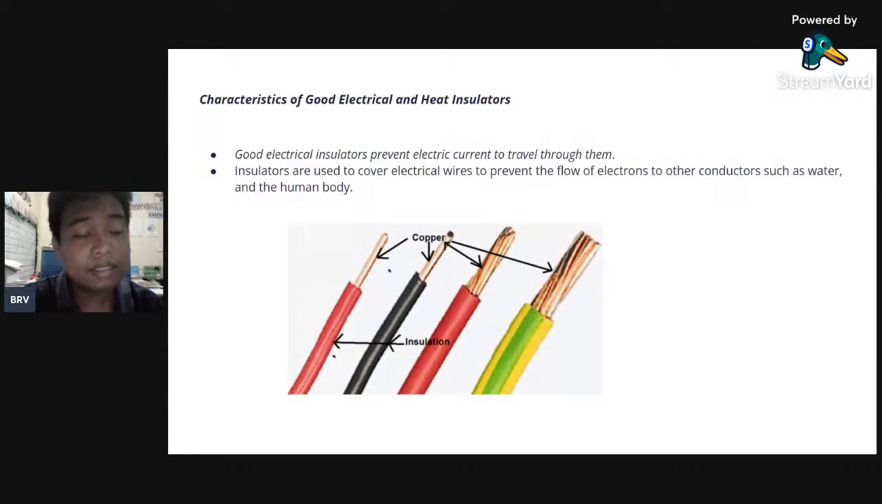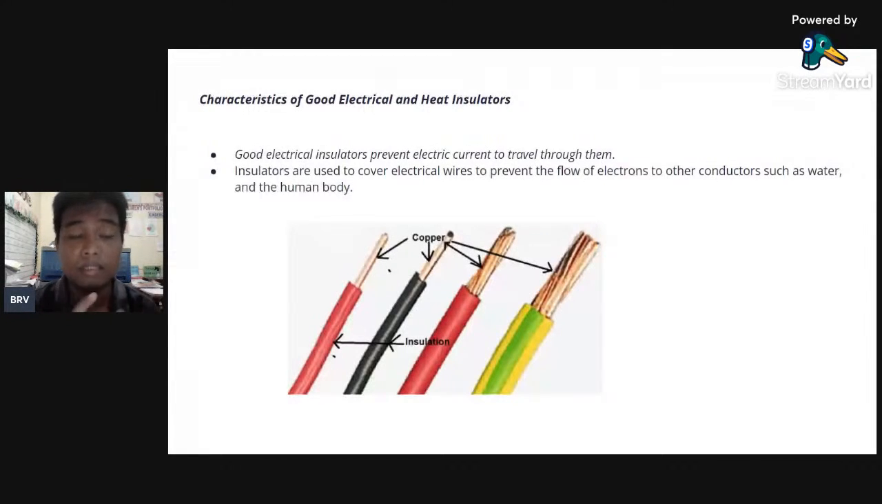Once the electrical wire is exposed and you touch it, you can get electrocuted. So that's the purpose of an insulator. Good electrical and heat insulators do not allow electricity to pass through. So that's the reason why it is there.